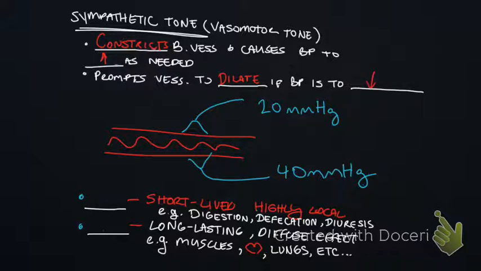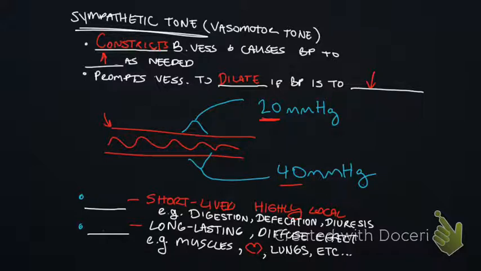So for instance, you think of a hose. If this is a blood vessel or a hose and it senses that we have a pressure of 20, which is too low, then it would constrict and cause the pressure to go up, or vice versa. If it was 40 and too high, then it would dilate. And this is what is called sympathetic tone.